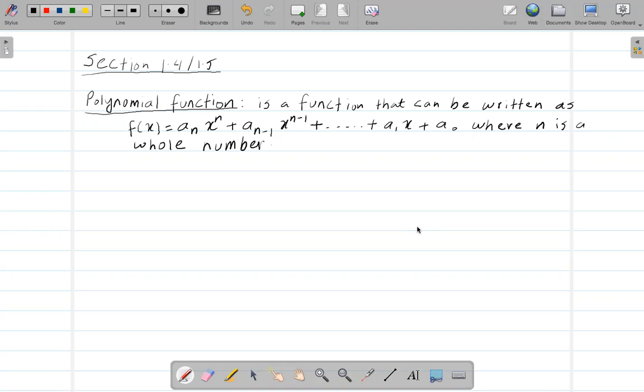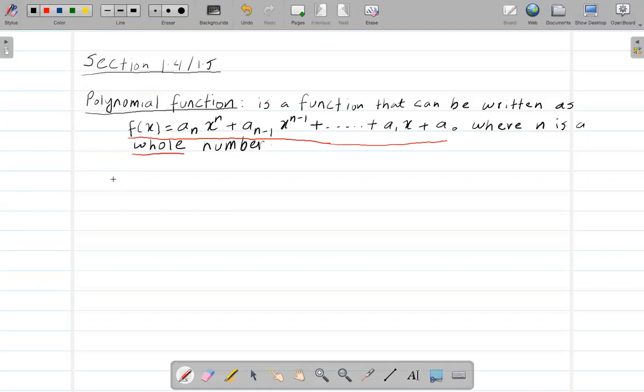So here on the screen, you can see the definition of a polynomial function. Basically, you can write a polynomial function in this form. And if you see here on the top, you see n, right? So this n must be a whole number. So let's see an example.